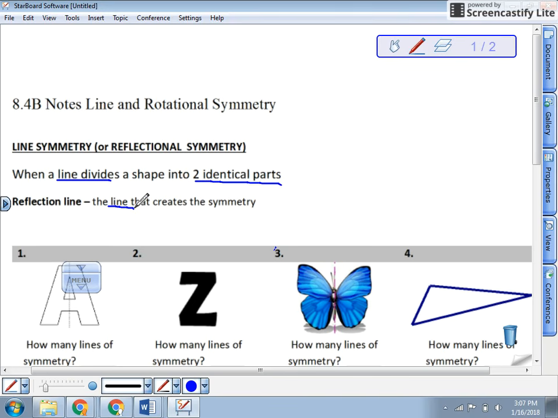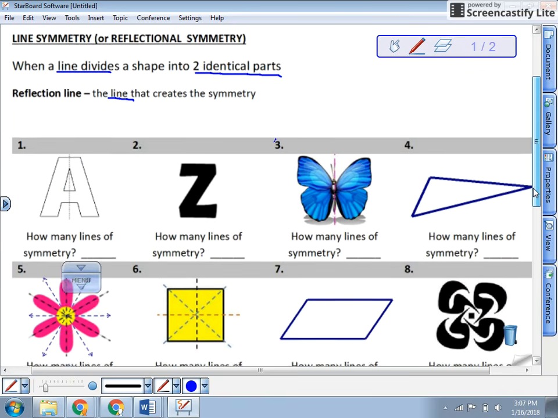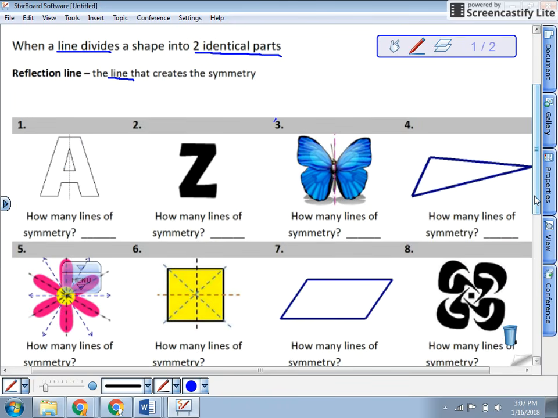Let's look at some examples, and all you're going to do is tell me how many lines of symmetry each shape has. This first one already has it in there for us. If I put a line right down the middle, it would be identical on each side. Or think of it as folding: would all the parts match up? Absolutely. So this one just has the one. How about the next shape?